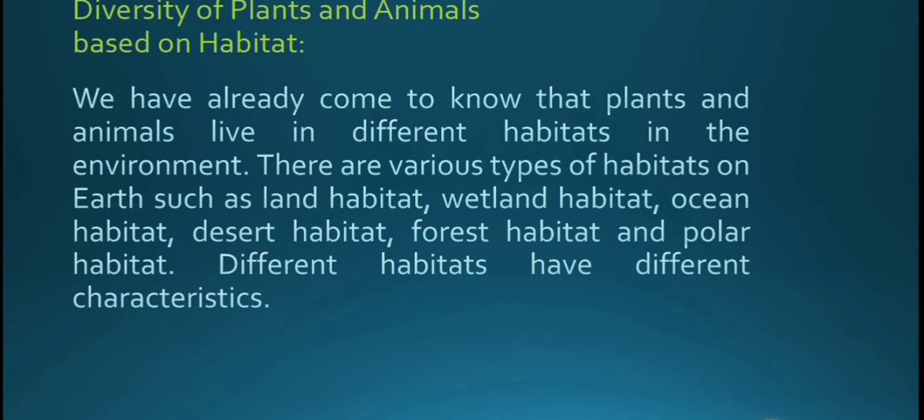Now page number 17, diversity of plants and animals based on habitat. So there is a new word, diversity. Do you know what does it mean? Diversity means variety. So variety of plants and animals based on habitat. We have already come to know that plants and animals live in different habitats in the environment.